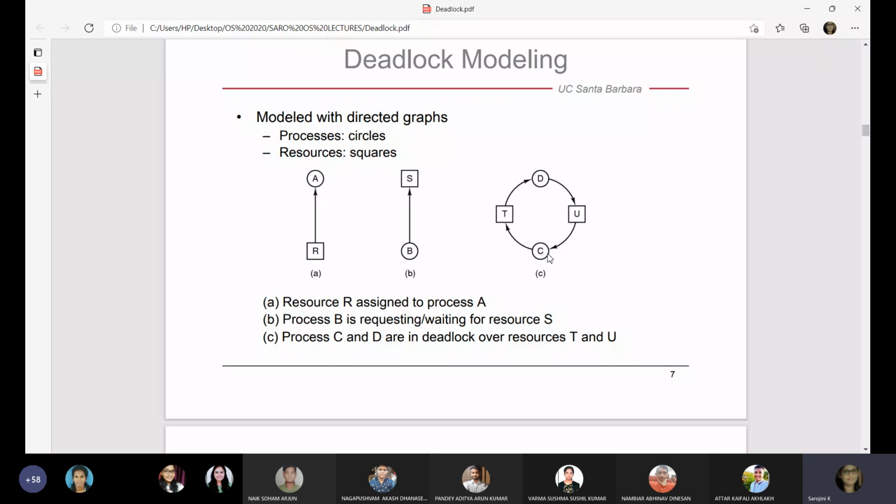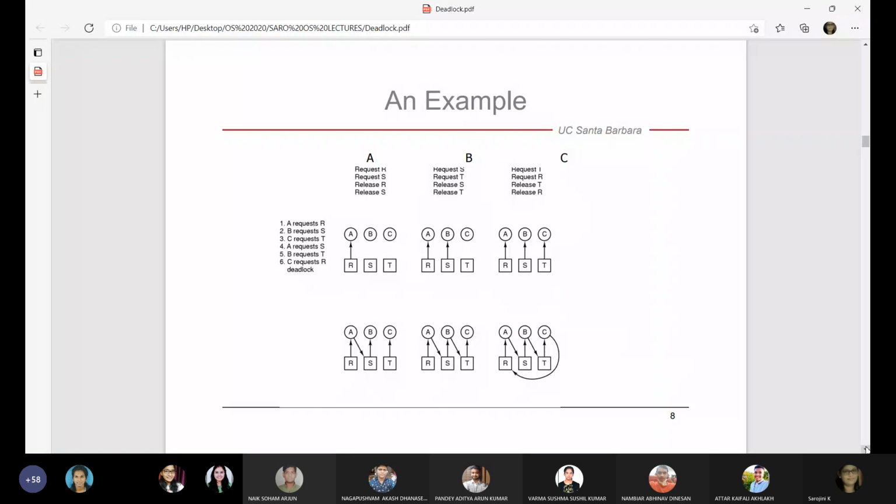Look at process C. Process C is requesting resource T while holding resource U. Resource U is currently requested by process D, but it is held by process C. Resource T is currently with process D, but it is requested by process C. So what C wants is with D, and what D wants is with C. So this is called a deadlock. Is this clear?